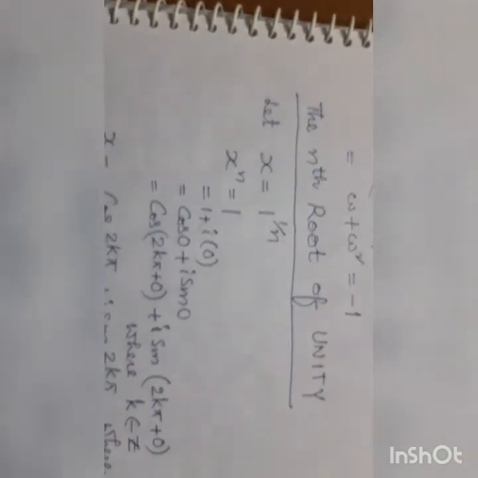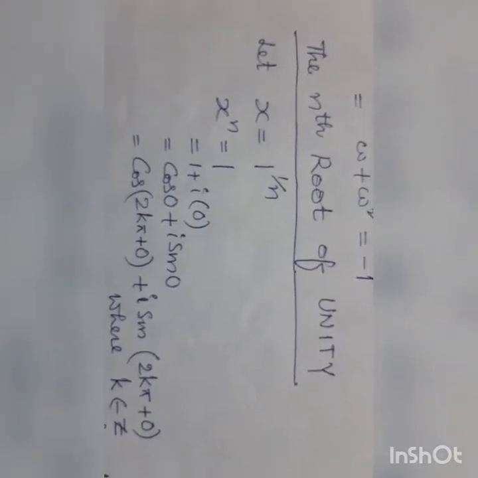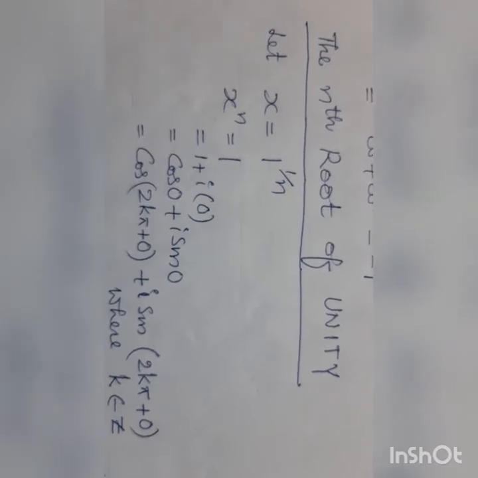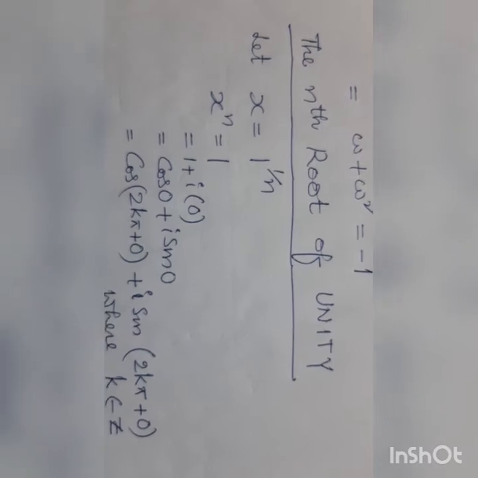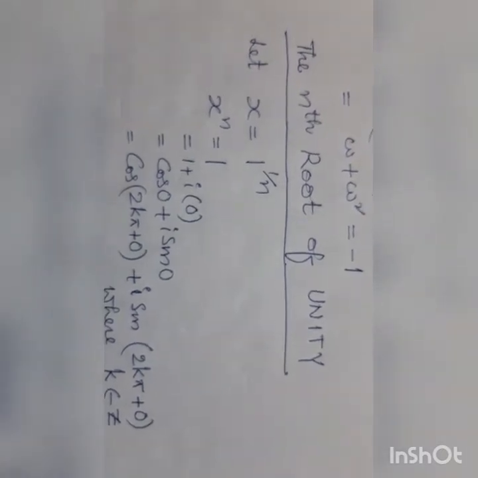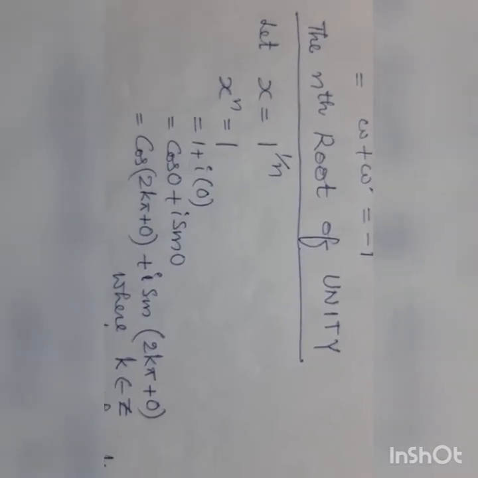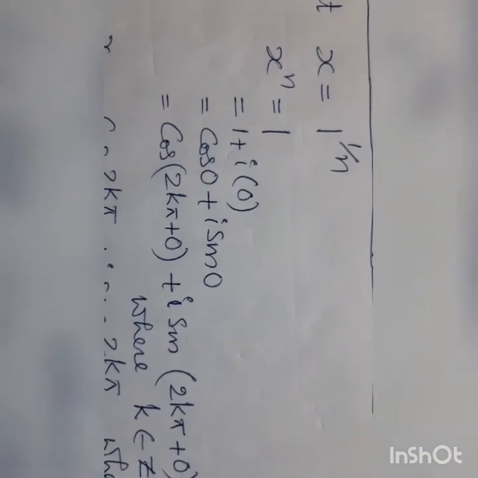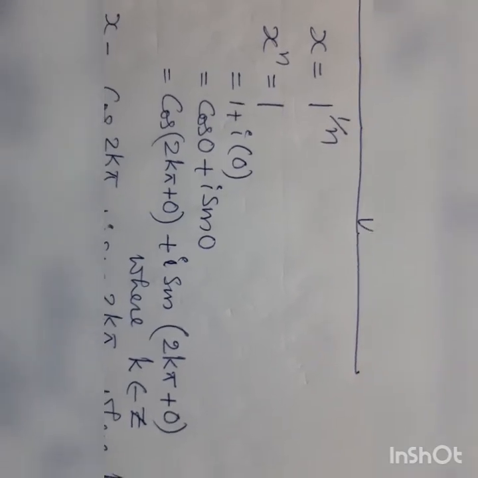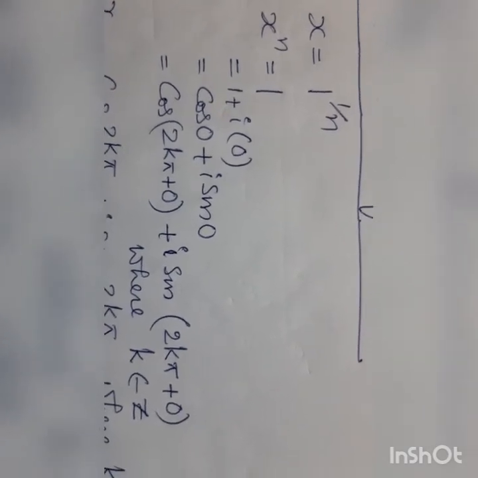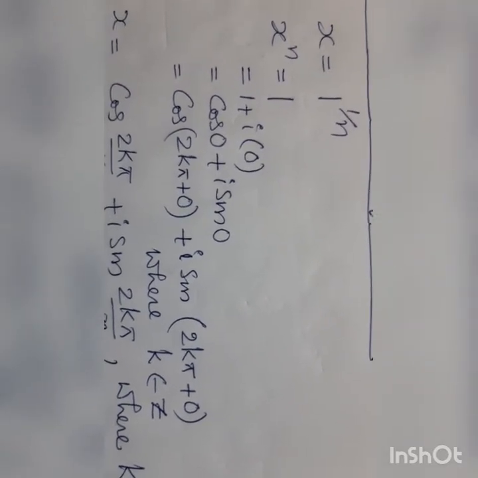Next, come to the nth root of unity. X equals 1 to the power 1 by n. Nth root of unity means 1 to the power 1 by n can be taken as the nth root of unity. Let it be x. Both sides raise the power n. X power n equals 1.